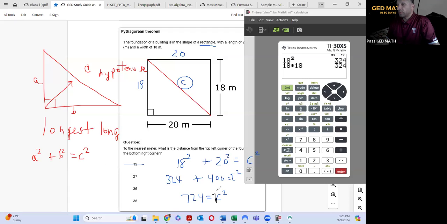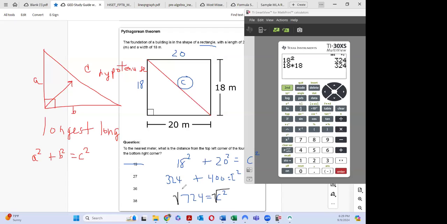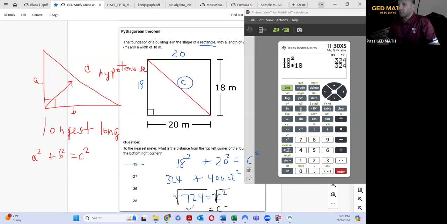So we take the square root of both sides. Yes. So we get C equals the square root of 724. Again, we're not doing this by hand. I don't know what the square root of 724 is by hand.